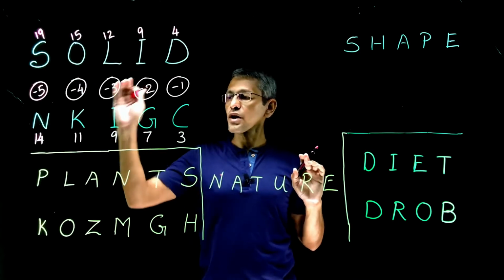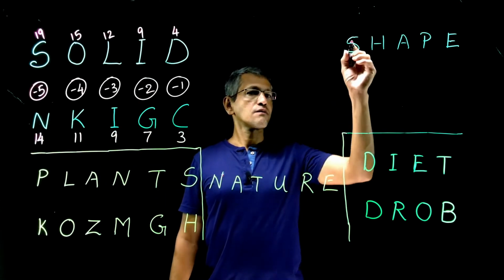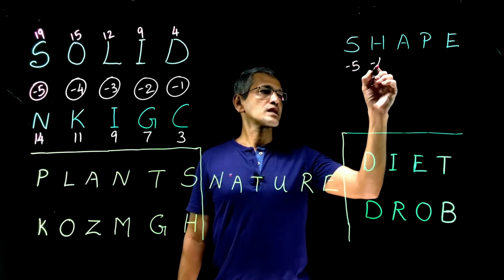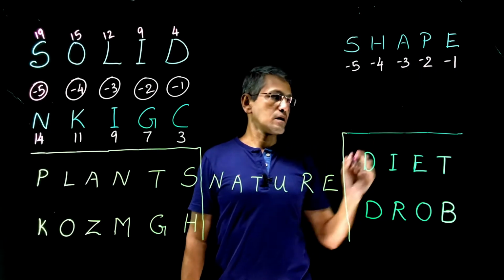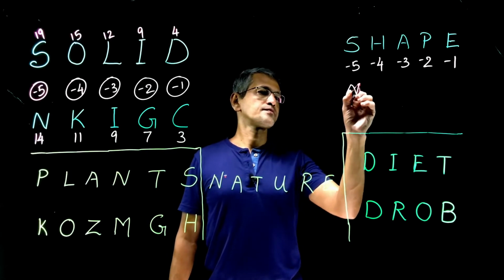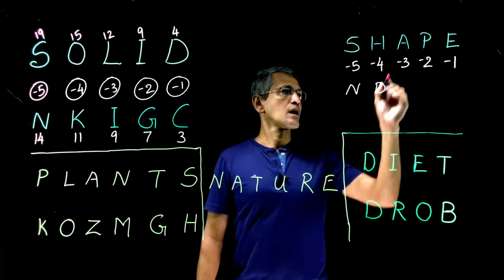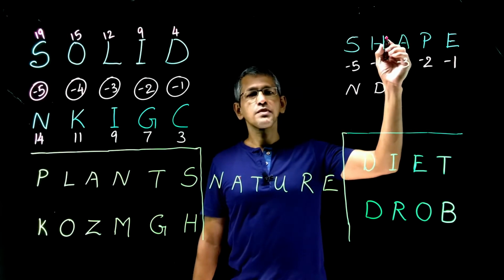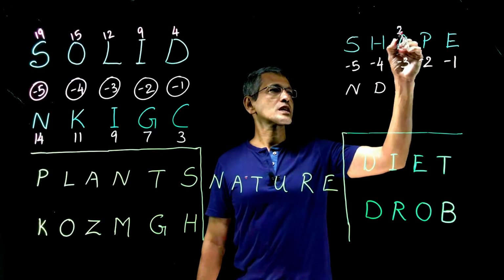So if solid is called NKIGC, what is the code for shape? The first letter is S. We apply minus 5, minus 4, minus 3, minus 2, and minus 1. S minus 5 is N, right? And H is 8. 8 minus 4 must be D. And A, well, A minus 3. If you take A as 1, it would be a bit tedious to do the calculation, so let's take it as 27.